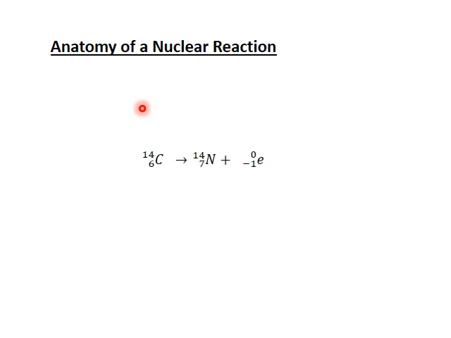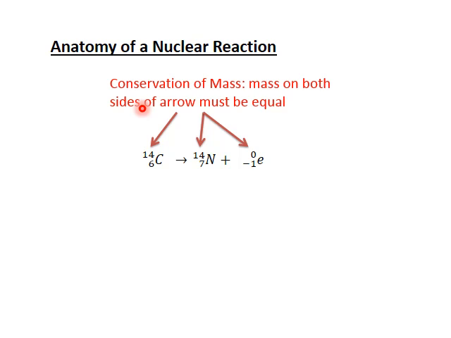Okay, so let's talk about the basic anatomy of a nuclear reaction, and there are some things to keep in mind in a nuclear reaction. So here we've got the radioactive decay of carbon-14 to nitrogen-14, and in the process an electron, or better known as a beta particle, is emitted. So if I take a look at the upper numbers, the mass numbers, I can see that mass is essentially conserved here. So we've got 14 mass units on the reactant side of the arrow, and I have 14 mass units on the product side of the arrow.